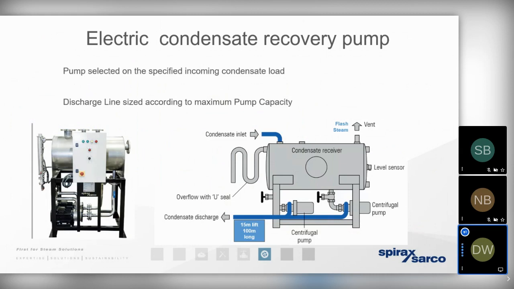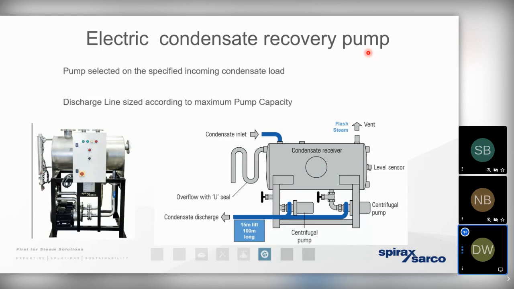But the thing to bear in mind with a condensate recovery pump, especially an electric condensate recovery pump, is that it can only move condensate as a single phase liquid when it's cooled to 100 degrees at 0 bar gauge. So that means we're going to see an energy loss at this point here. We're going to see a certain amount of flash steam being vented away to atmosphere.